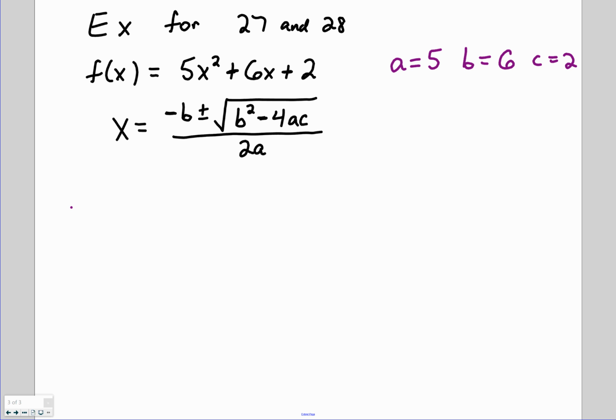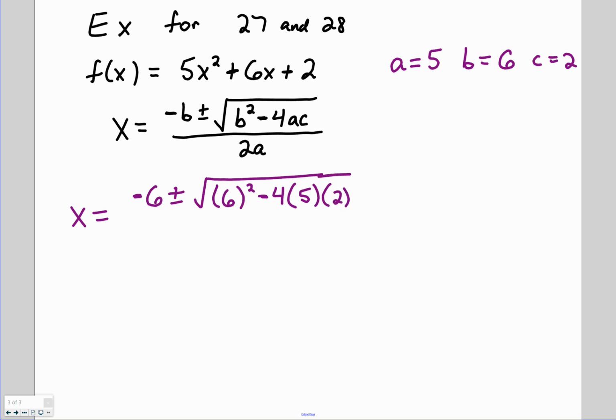Okay, so we have x equals the opposite of B. Well, if 6 is B, what is the opposite of 6? So we have negative 6 plus or minus the square root of 6 squared minus 4 times 5 times 2.